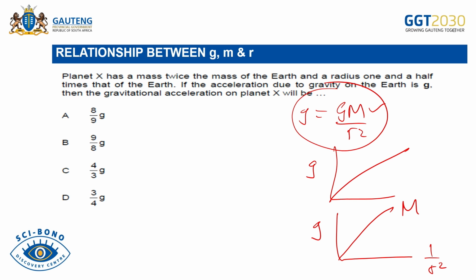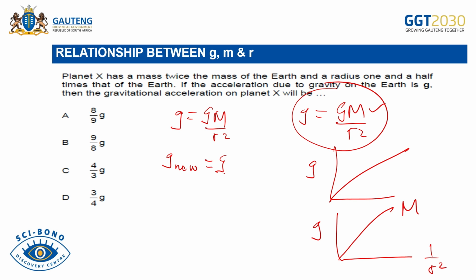So let's look at this question. Planet X has a mass twice the mass of the Earth and a radius 1.5 times that of the Earth. If the acceleration due to gravity on the Earth is g, and we know that g is given by GM over r squared, then the gravitational acceleration on planet X will be what? We are looking for the acceleration due to gravity on planet X. Then what are they saying to us? G is g. It's the constant.